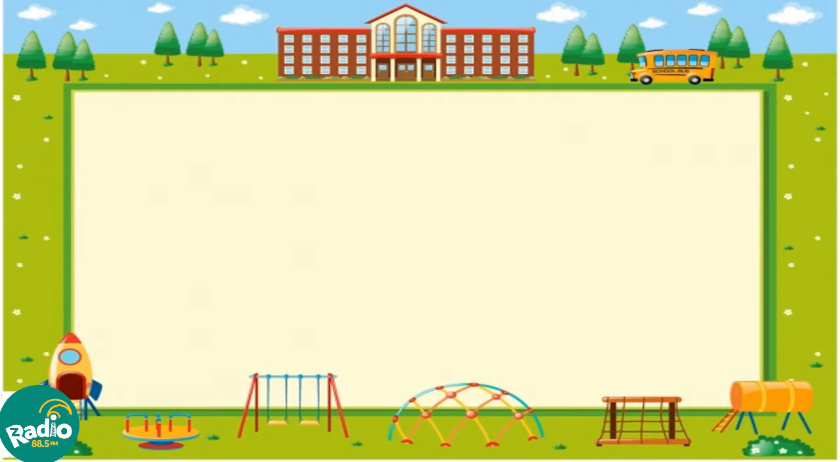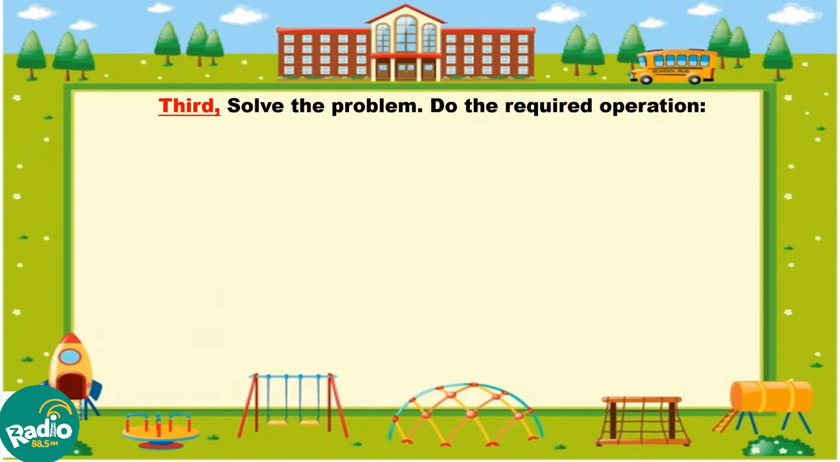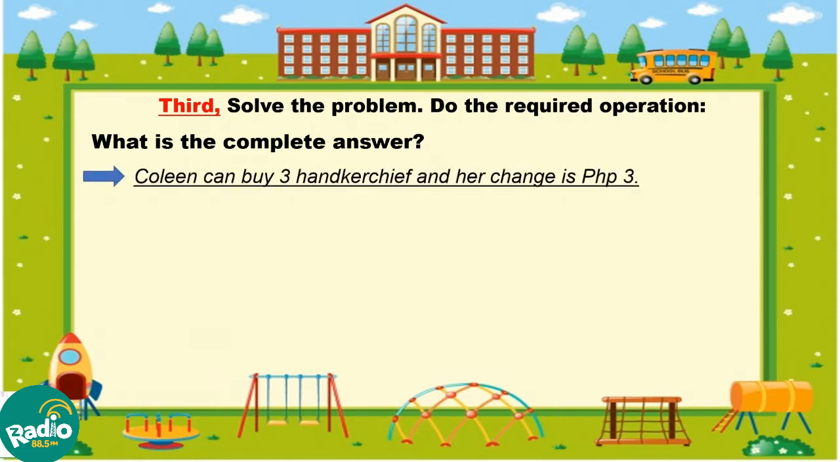And we are back! Grade 3 learners, are you still there? Good to hear. Now let us continue the activity we had a while ago. What is the third step? The third step is to solve the problem and do the required operation. What is the complete answer? Very good! Colleen can buy 3 handkerchiefs and her change is 3 pesos.